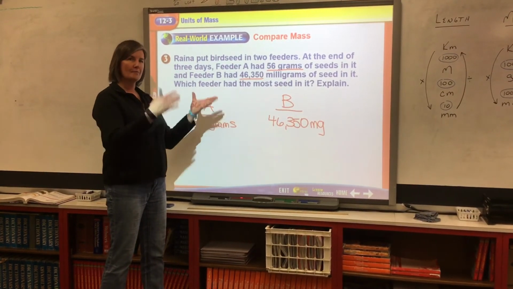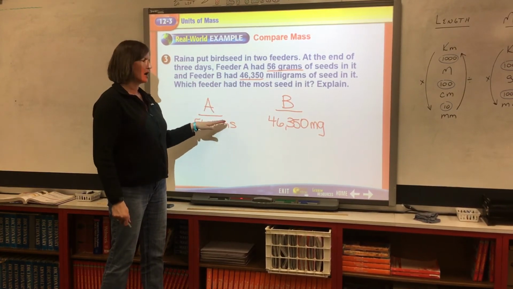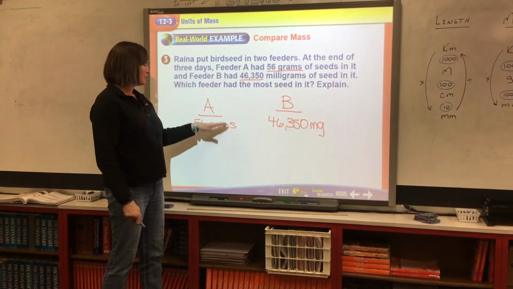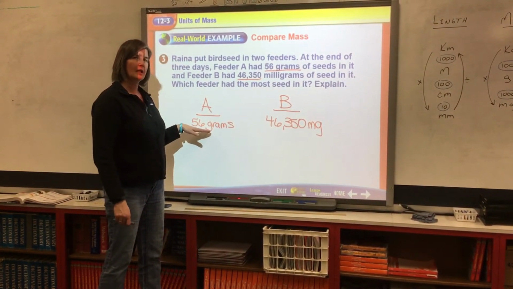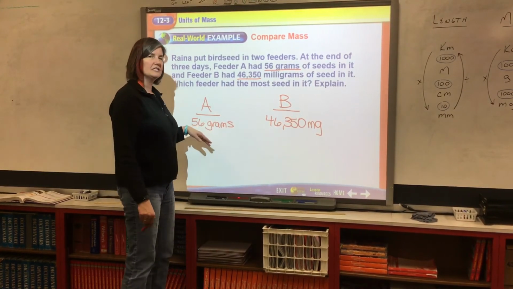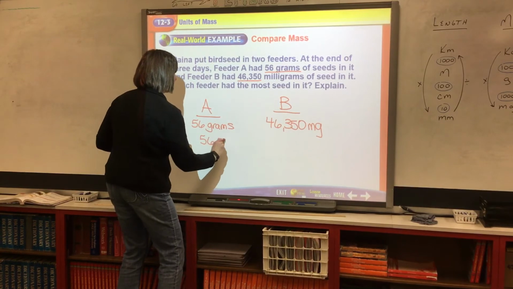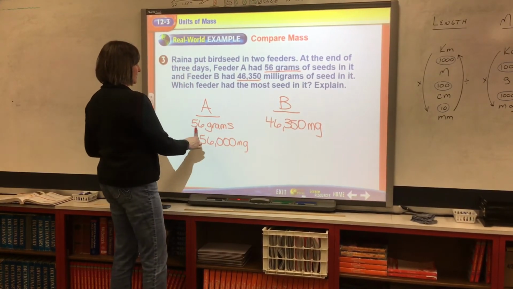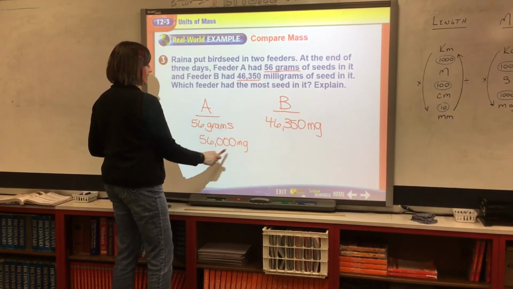All right, so look back at your chart. How many milligrams are in every gram? 1,000. There are 1,000. So if we want to change this to milligrams, we're going to take 56 and multiply it by 1,000. How much is 56 times 1,000? 56,000. It is 56,000. All right, so now we can compare. If this is 56 grams, that's equivalent to 56,000 milligrams.